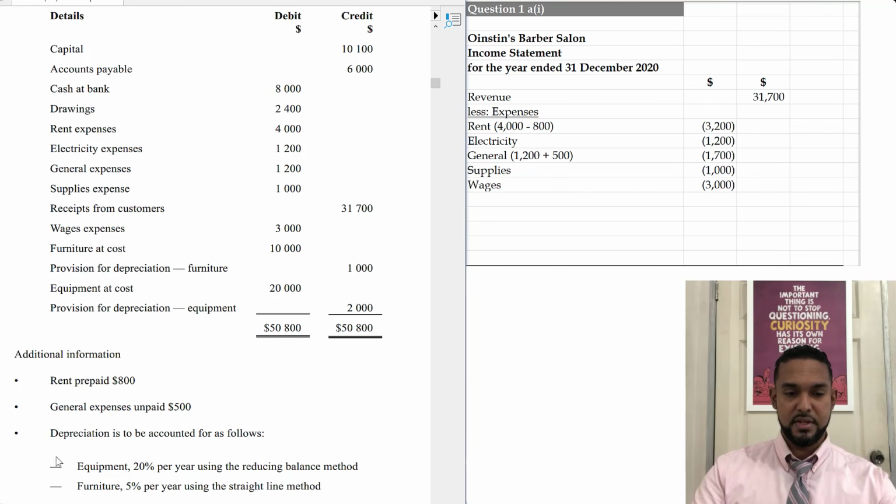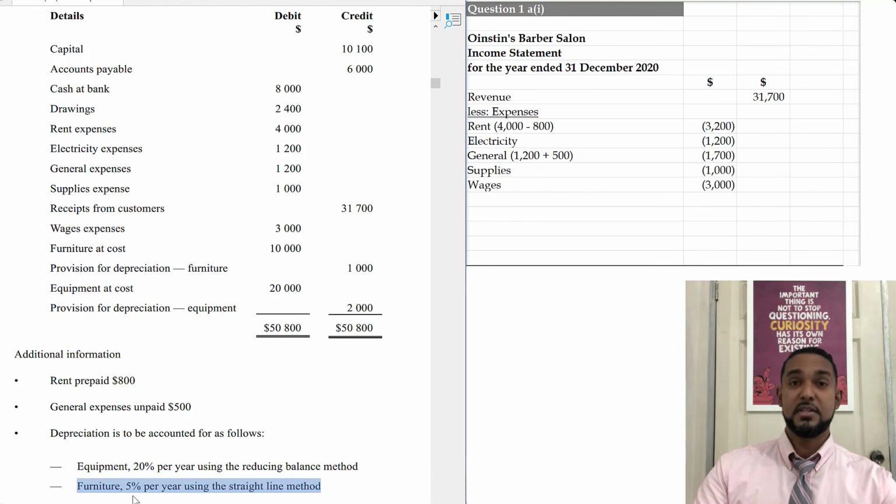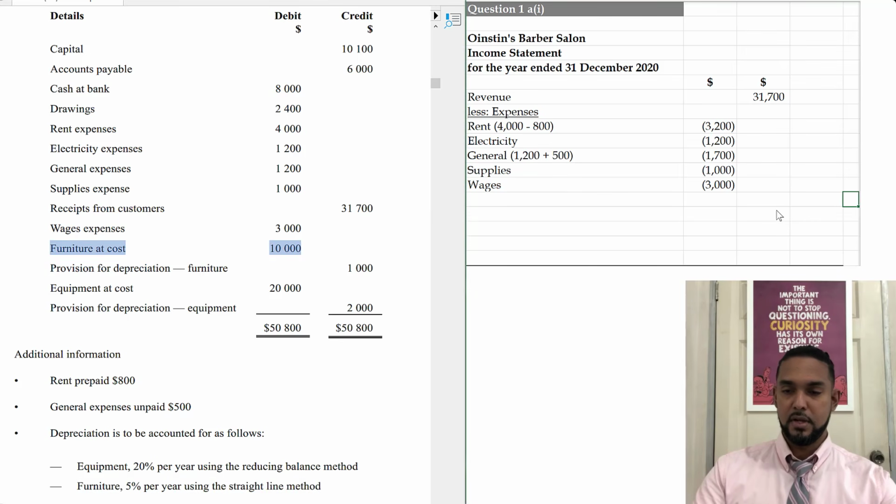Right. So now we get into the interesting part, the depreciation. Let's talk about the furniture first. That's the easier one. The straight line method is the easier method for depreciation. So it just says 5% per year using the straight line method. So what we have to do is simply find 5% of the cost of the asset, right? And that's going to look like this, right? Depreciation, furniture, 5% of 10,000, 500.